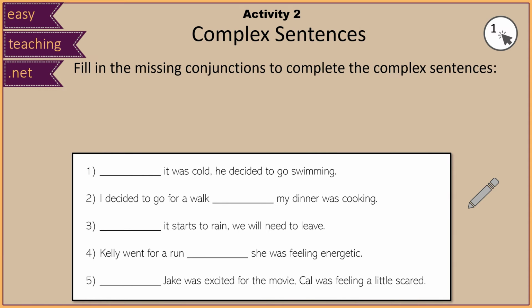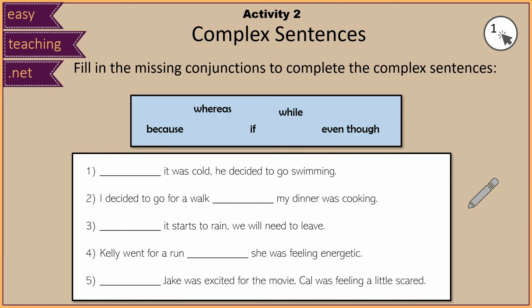Here's your activity. Choose the correct subordinating conjunction to complete each complex sentence. Make sure you write down the entire sentence. Pause here until you're finished.